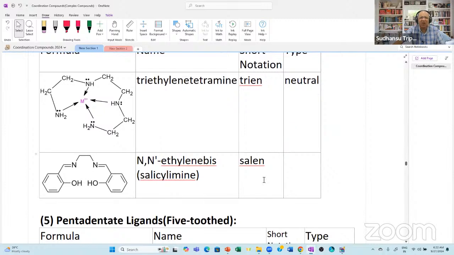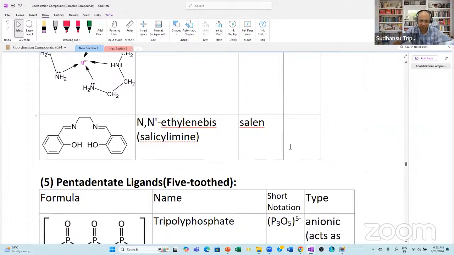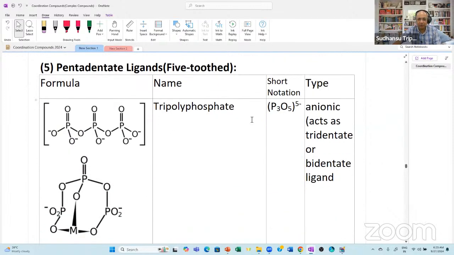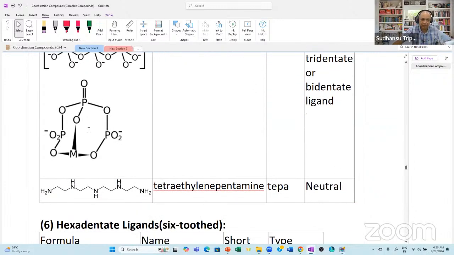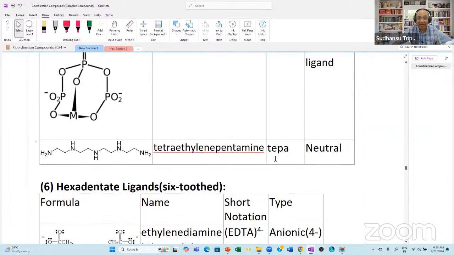There are many others which are not important at all. Silane is not at all required for you. And pentadentate tripolyphosphate, P3O10 5 minus, but actually it acts as a tridentate ligand. Two teeth remain unused. So although there are 5 teeth, it acts only as a tridentate ligand or sometimes a bidentate ligand. In the example I have given you with a metal ion, only 3 are being used and the other 2 are simply staring.